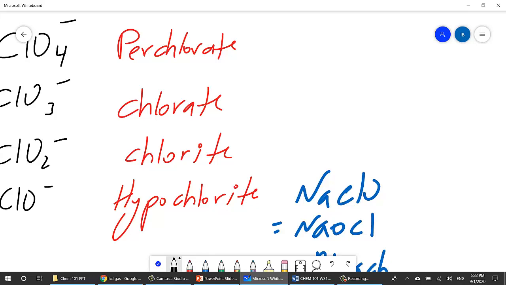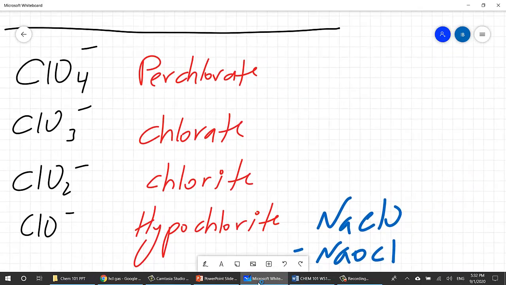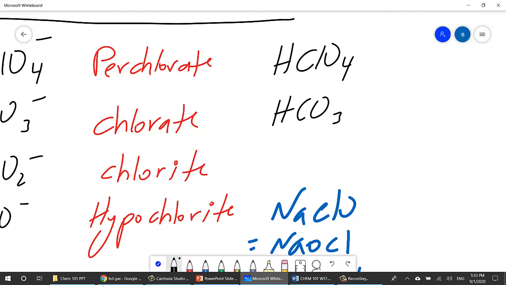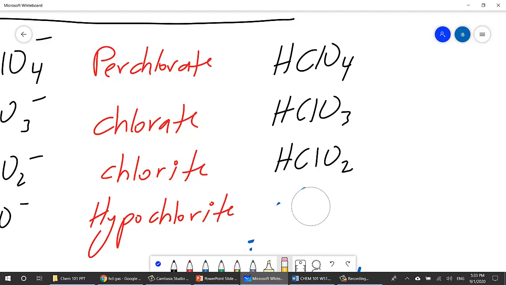So we have four acids here. We have HClO4. We have HClO3. We have HClO2. Let me just clean this for now. And we have also HClO.